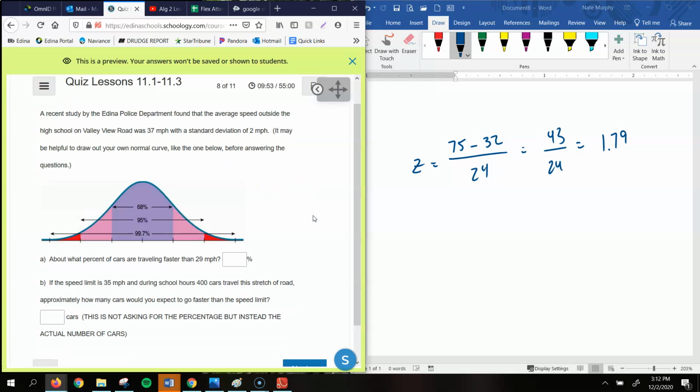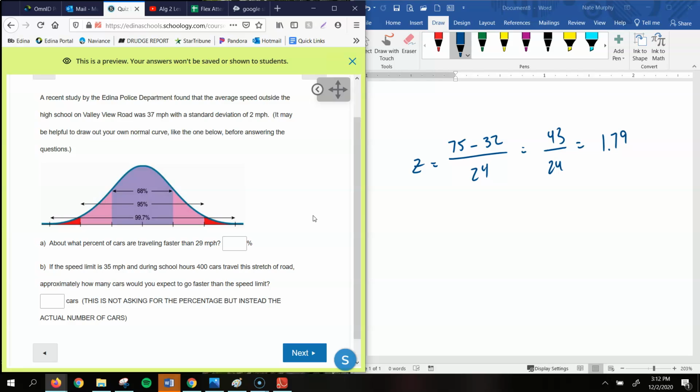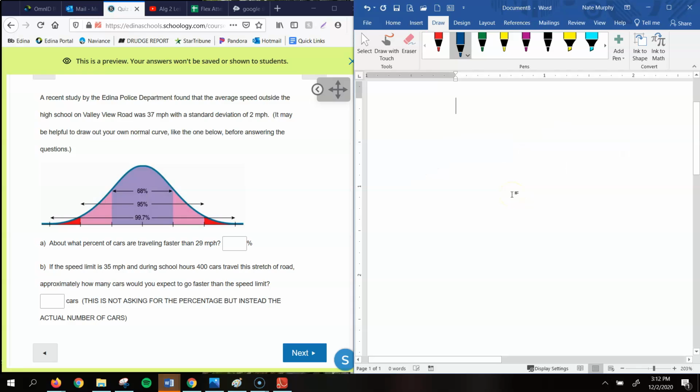All right, so this one here, this is a good story problem. It says, a recent study by the Edina Police Department found that the average speed outside the high school on Valley View Road is 37 miles per hour with a standard deviation of 2 miles per hour. Maybe help you to draw your own normal curve before answering the questions. I'm not going to take the time to do that. But it says, about what percent of cars are traveling faster than 29 miles per hour?